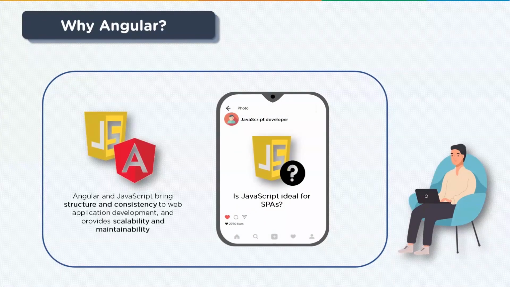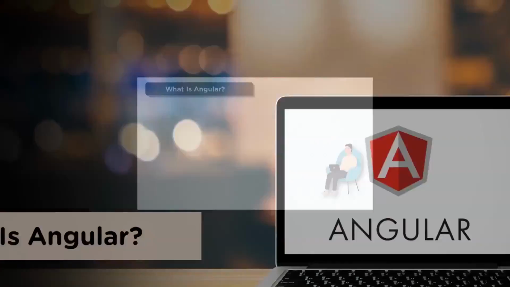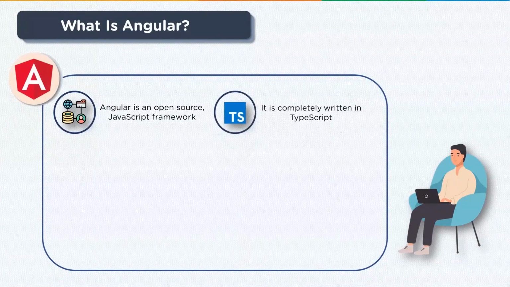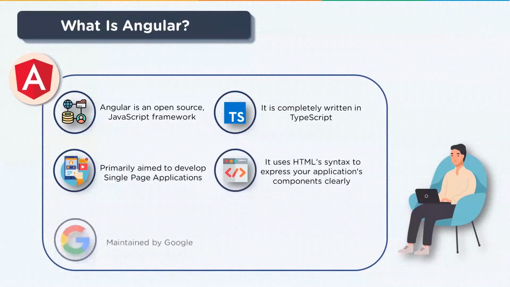With respect to front-end development, Angular and JavaScript together bring in structure and consistency to your web applications and also provide scalability and maintainability. Angular is specifically developed for single-page applications. So now the question arises, what exactly is Angular? Angular is an open-source JavaScript framework written completely in TypeScript. Now, it was primarily aimed to develop single-page applications and is maintained by Google.